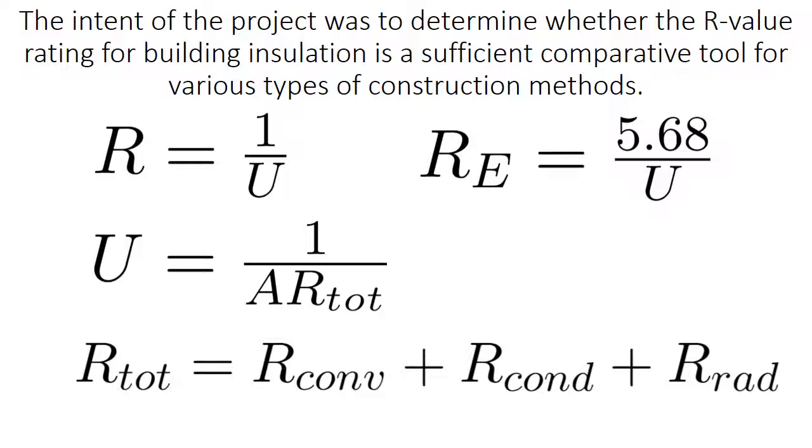You can simply multiply it by 5.68. U is calculated as 1 over the resistance total of the planar wall times the area that is being tested. And our total, or the resistance total, is the sum of your convection, conduction, and radiation resistances through the planar wall.